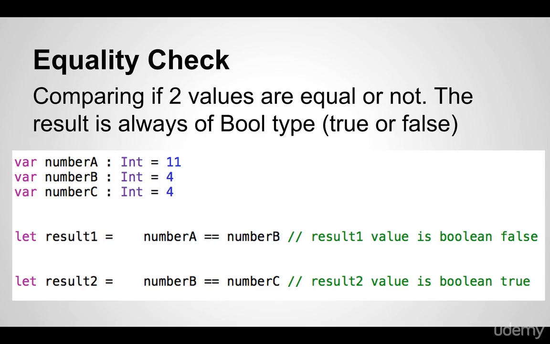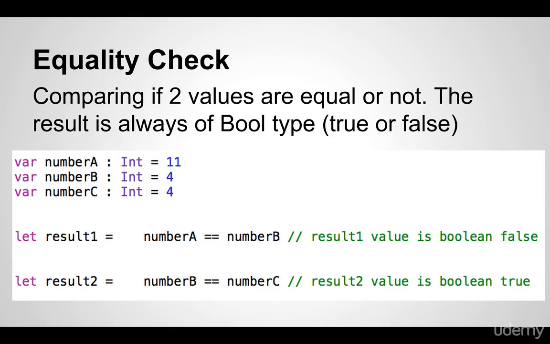So we pretty much are asking a question here. Is number a equal to number b? So result 1 would be false because number a is 11 and number b is 4, right? So 11 is not equal to 4, so it's false, okay? Then we have result 2, which is let result 2 equal to number b equal number c. So we're asking ourselves, is number b equal to number c? And result 2 is going to be yes or true. Why? Because we know that b is 4 and c is 4.